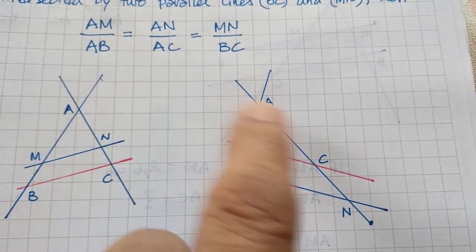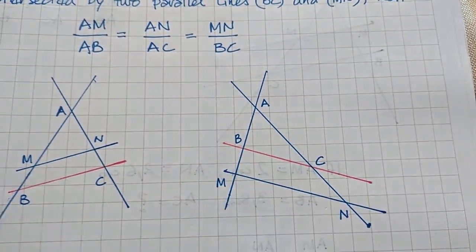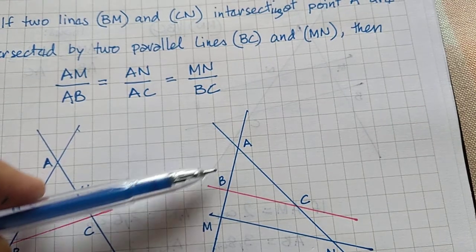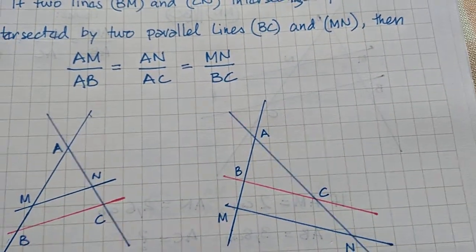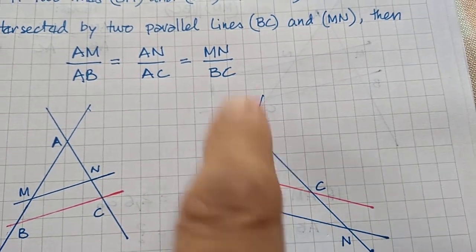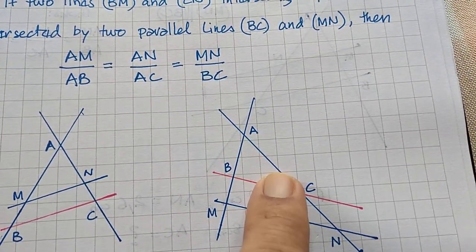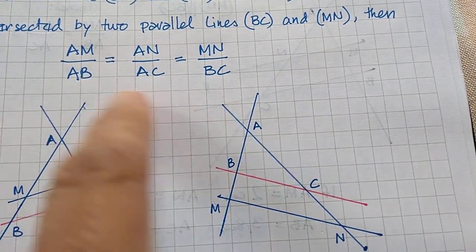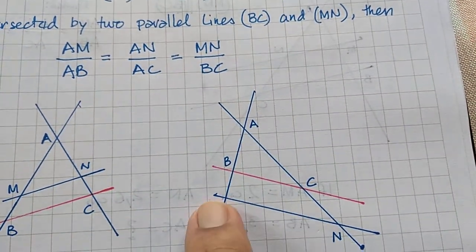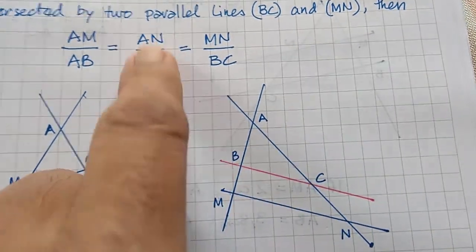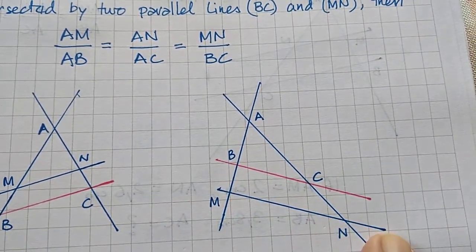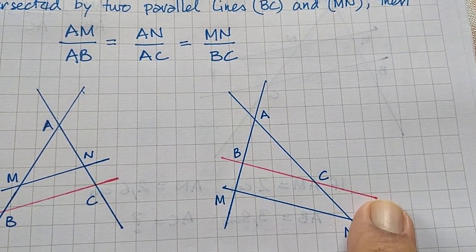Here AM over AB, AM over AB. That means AM over AB is more than 1 because AM is longer than AB. And similarly, AN over AC, which is also more than 1, is equal to MN over base BC because MN is also longer than base BC. But these ratios will be equal assuming MN is parallel to base BC.